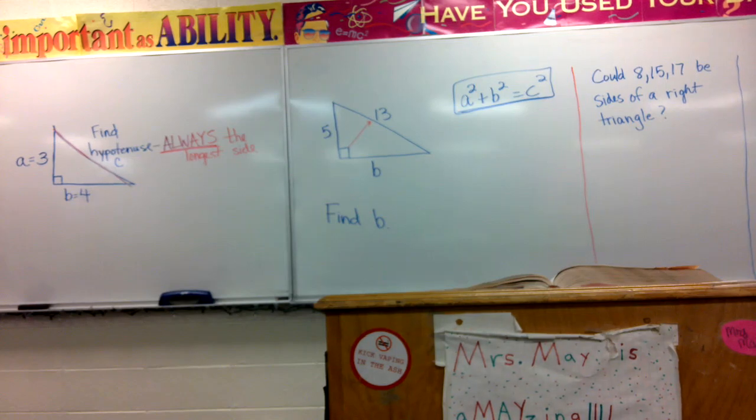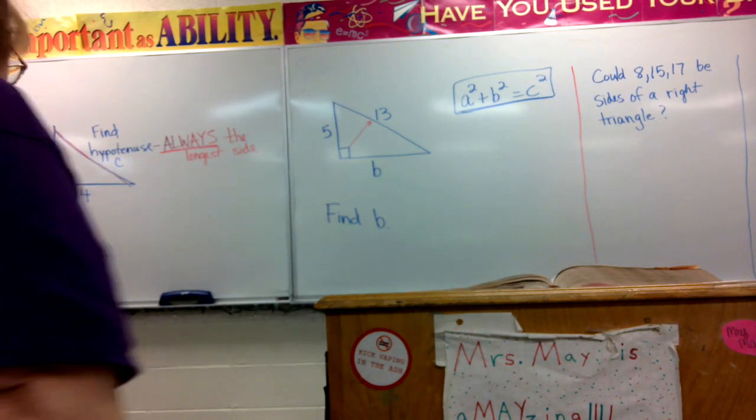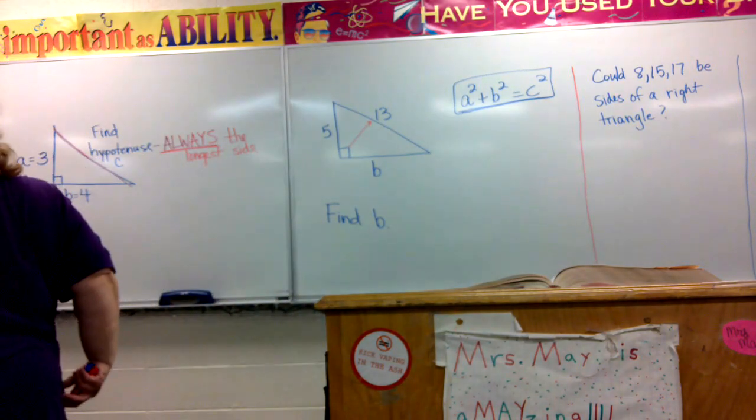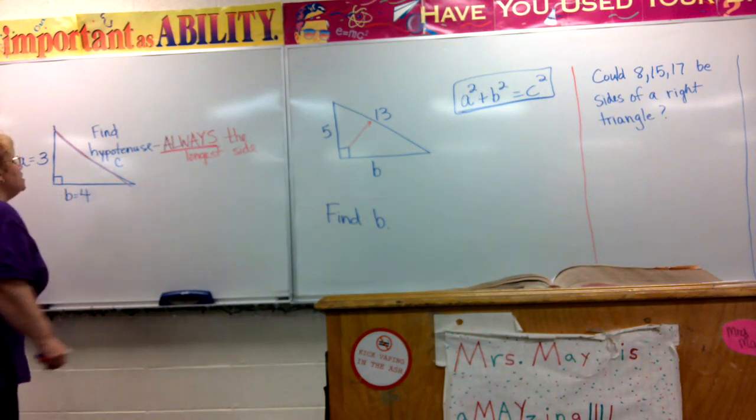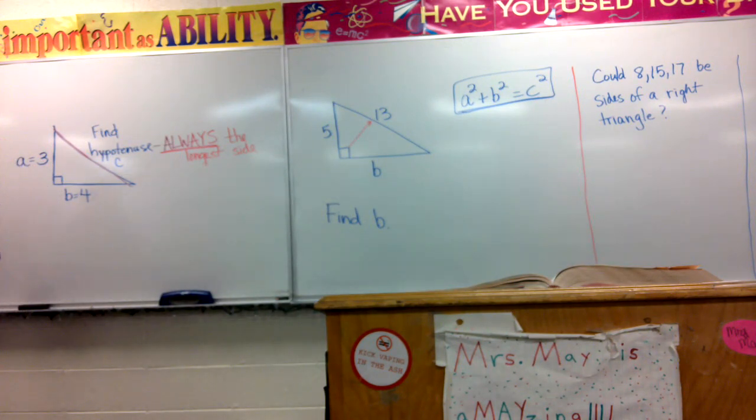So here we go. We're going to look at right triangles today. And you already know, I'm sure, that a right triangle has to have a right angle, a 90-degree angle, right?